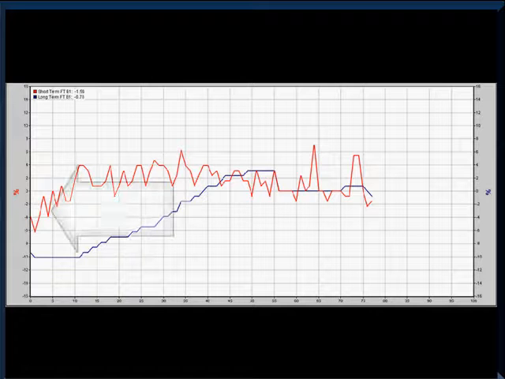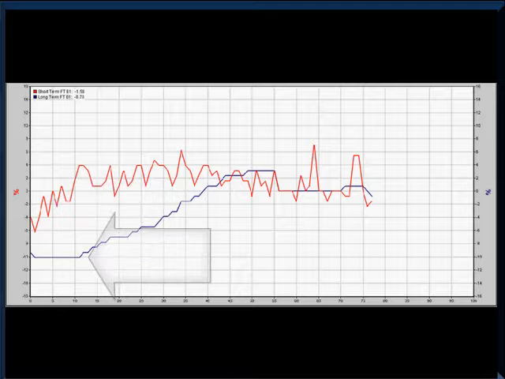But look what happened. Short term took off right away, started making changes. The blue one, long term, took 10 seconds to react to the changes that were being made in short term.